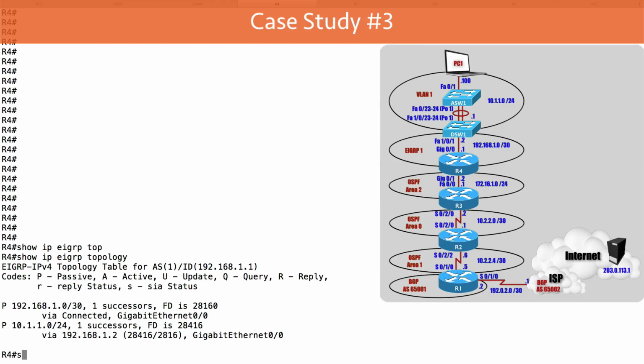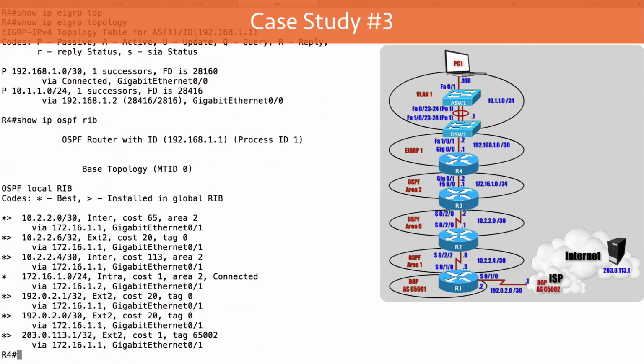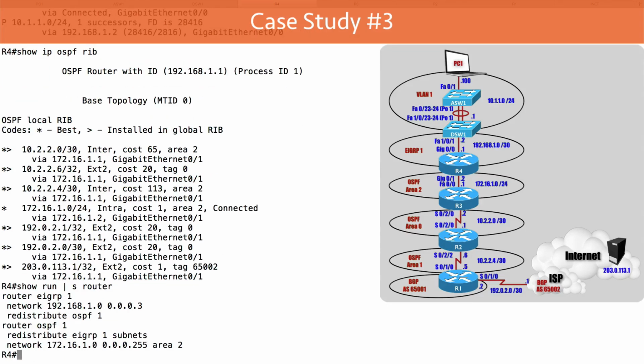What about OSPF? I can do a show ip ospf rib. And this will show me the networks learned by OSPF. And it does know about this 203.0.113.1 destination out on the internet. But that OSPF route has not been redistributed into EIGRP. Let's take a look at the redistribution configuration. Let's do a show run | section router. And we see the configuration for both EIGRP and for OSPF.